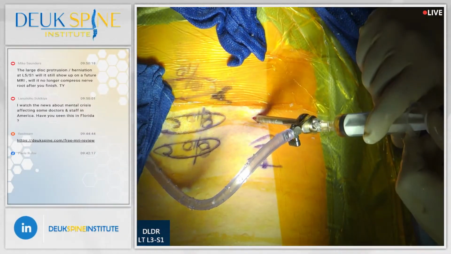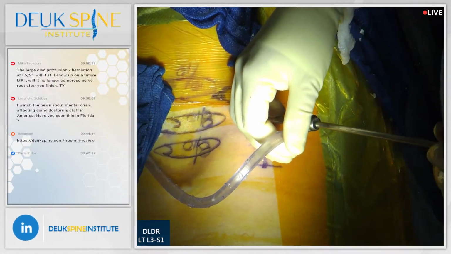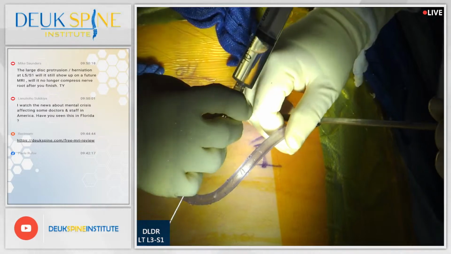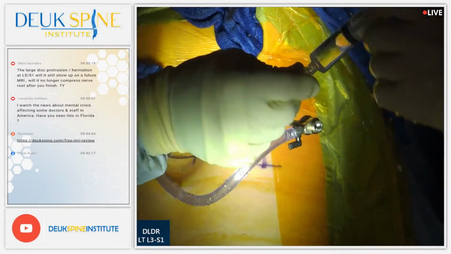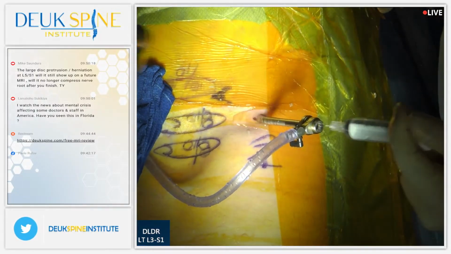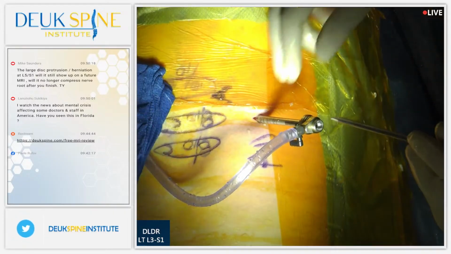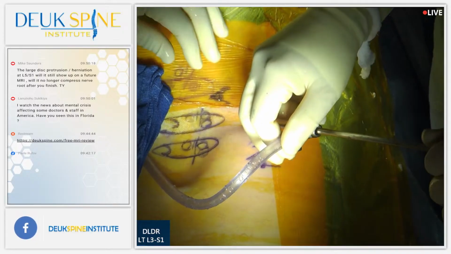You treat the patient, not the MRI, as Dr. Berndes eloquently says. See, that's what Deuk Spine's all about. That's what makes us different. We know we can cure the patient's pain, and we expect to cure the patient's pain with our procedure, okay? That's how we define success at Deuk Spine: did we get rid of your pain?